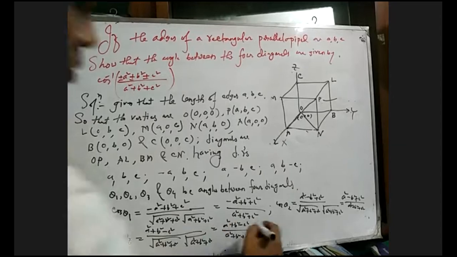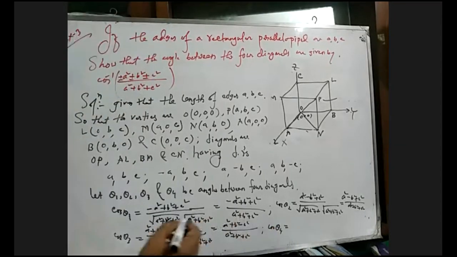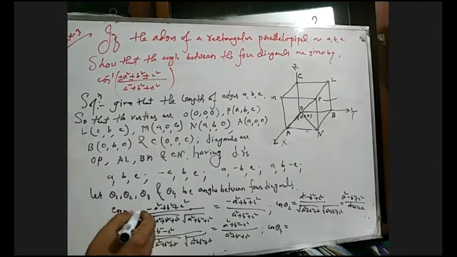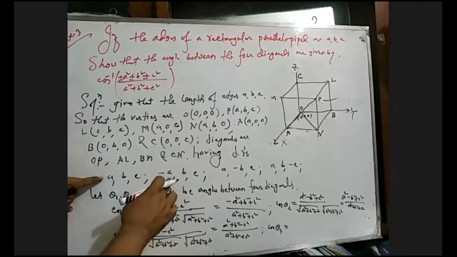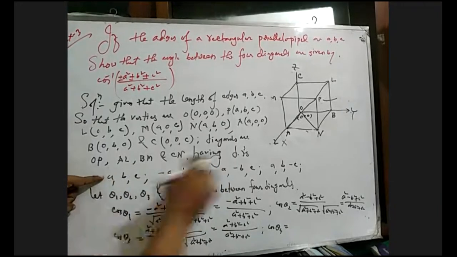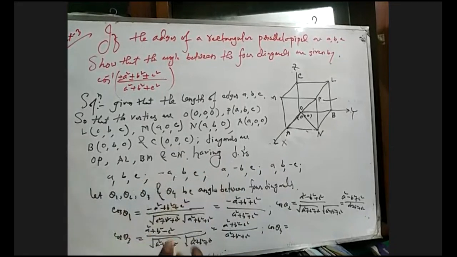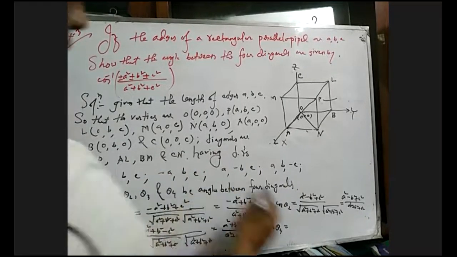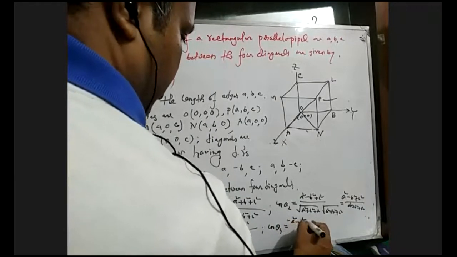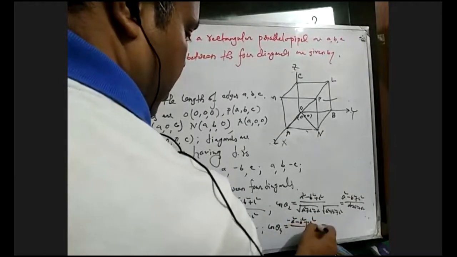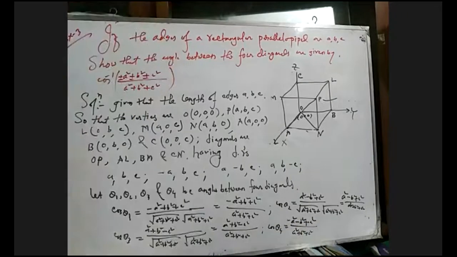Now cos theta 4, the fourth angle, which will be this and this; first angle, this and this; second angle, this and this; third angle. So this and this will be what? Fourth angle: minus a square, b into minus b square plus c square, divided by a square plus b square plus c square. Same.